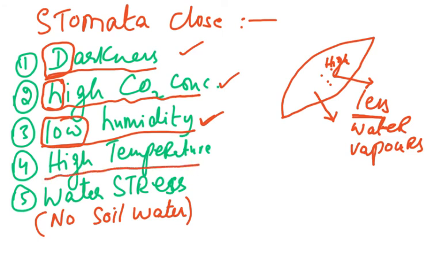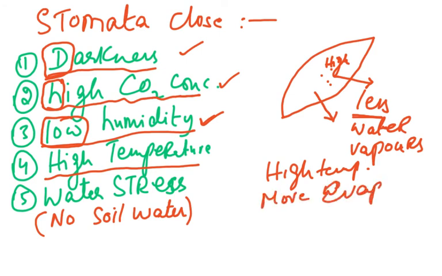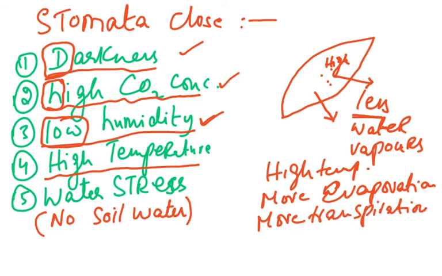Now if there's going to be a very high temperature outside the plant, what is going to happen? This is going to result in more evaporation, more transpiration, because the rate of diffusion will increase. So more evaporation, more transpiration. This of course again could be disastrous for the plant because it would lose too much water. Just like if you sweat a lot, you'd lose a lot of water and salts. So if there is high temperature, even then the stomata are going to close.